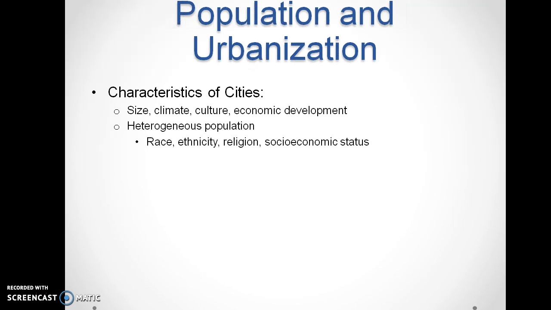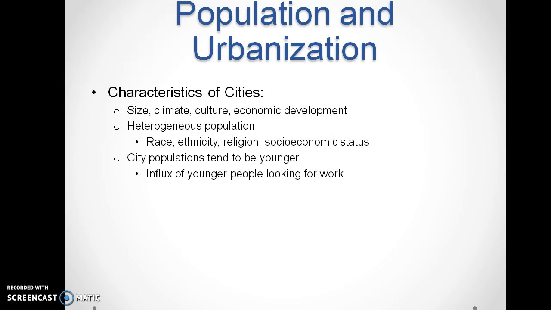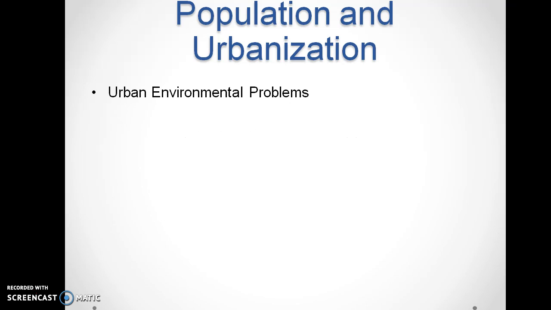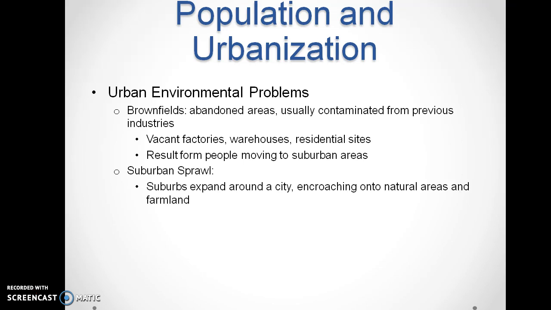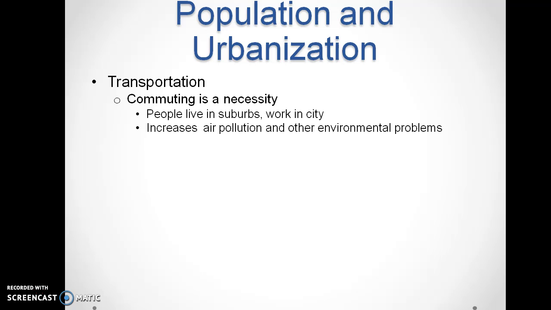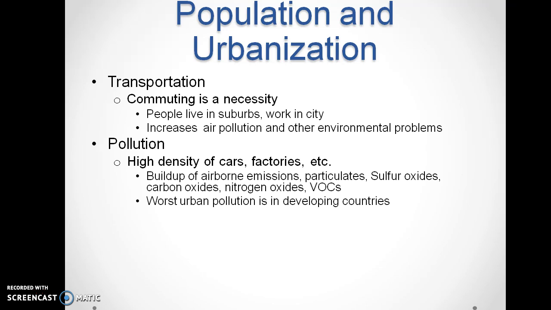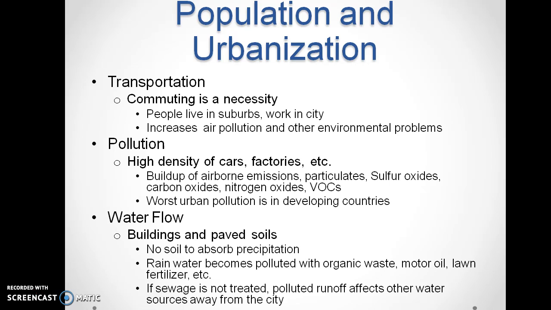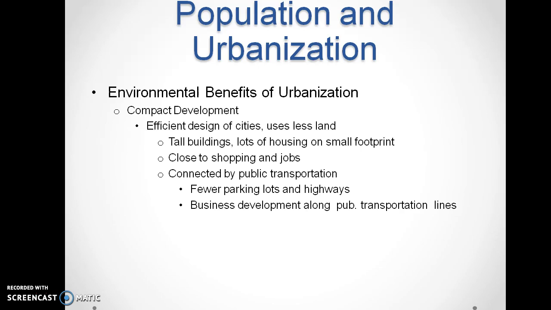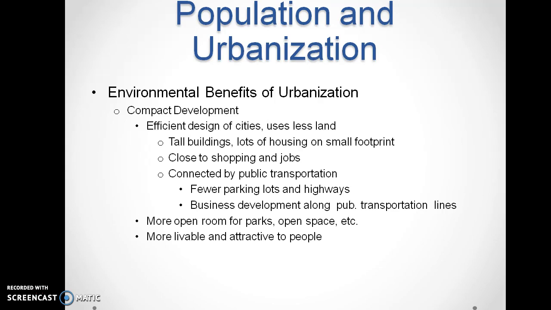Our last point really quickly is looking at urbanization. Cities have certain characteristics. They tend to be younger, people looking for work. What we see is that more and more people are moving to urban areas and moving out of rural areas, and it causes problems. It causes problems in the sense that we have old factories to contend with, we have commuting, lots of pollution, high density areas, a lot of water flow. So cities have problems, but there are also benefits to urbanization because we can build in one area and we can leave more green space outside of it.